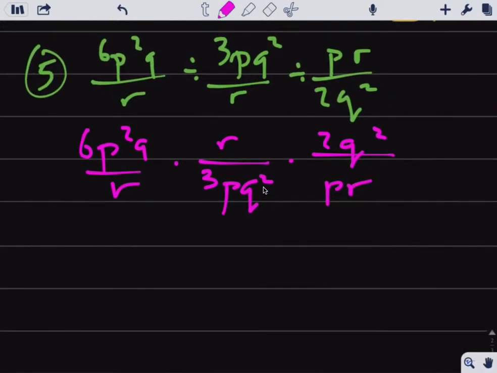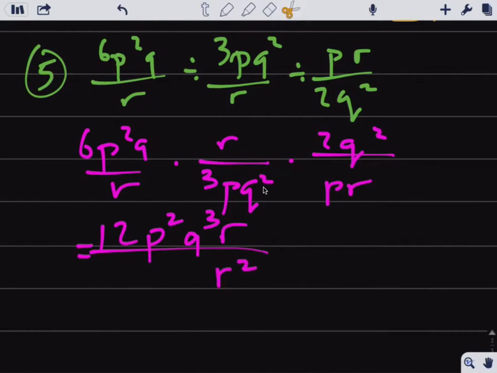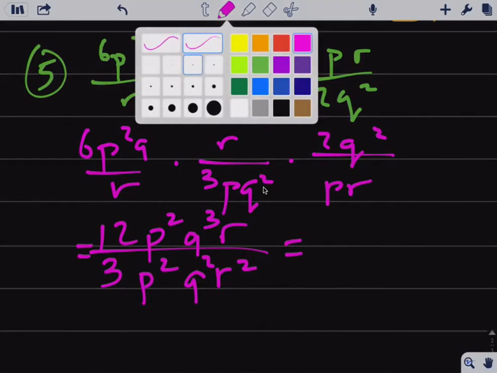Everything together on the top means I have 6 times 2, which is 12. P squared by itself. Q and q squared gives me q cubed, and then an r gives me r. On the bottom I have an r times an r, which gives me r squared. A 3 goes there, nothing else. I have a p and a p, which gives me p squared, and then I have a q squared. No other q's.